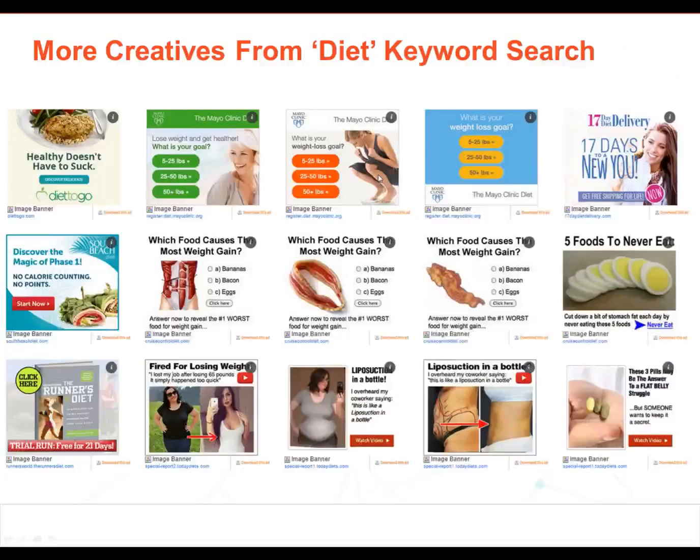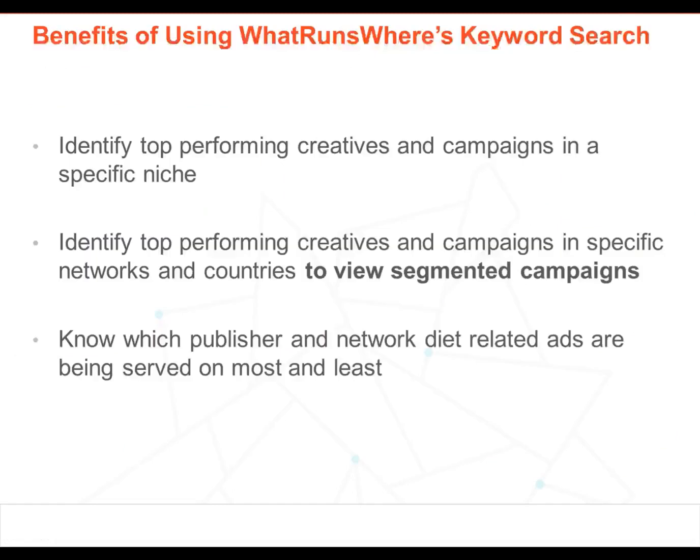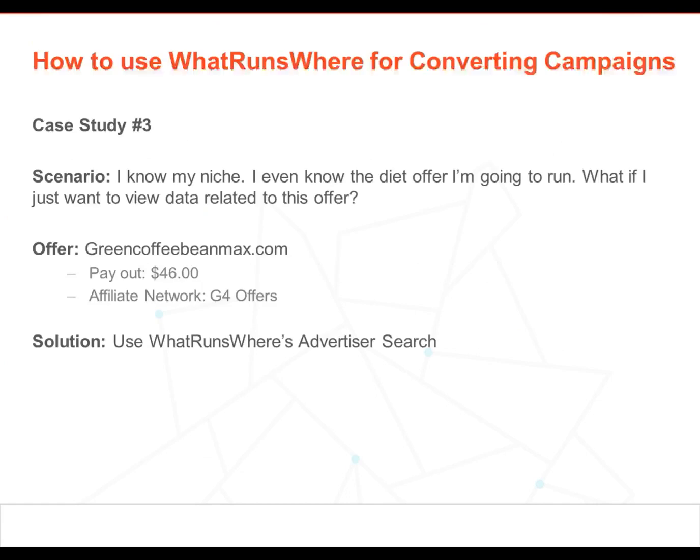So here are some more diet keywords that we pulled up. Some of these are very similar to the ones that we saw within OfferVault with the animated stuff and the 5 foods to never eat. Some of them are really different, surrounding weight loss goals from the Mayo Clinic. So maybe you split test these two concepts and find one that works best. So the benefit of using our keyword search is you can drill down into a single niche, or you can drill down into a single idea, identify top performing creatives, and use segmented campaigns there.